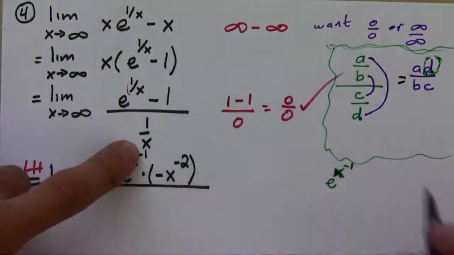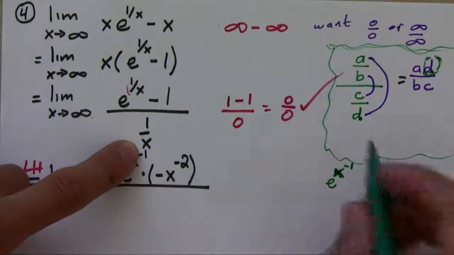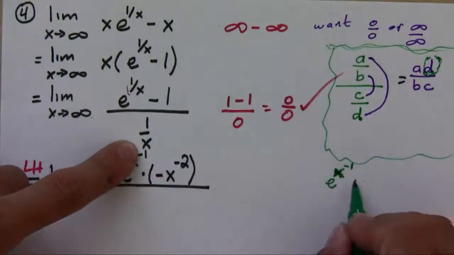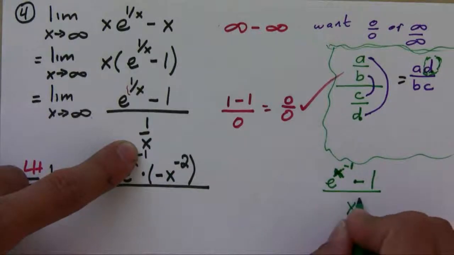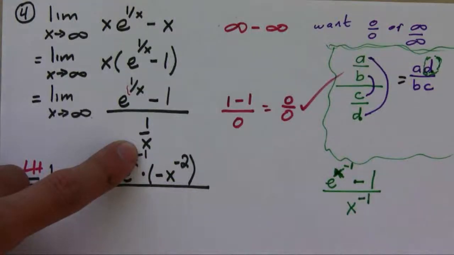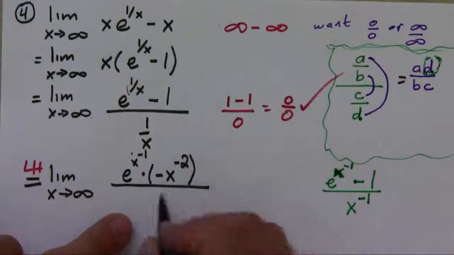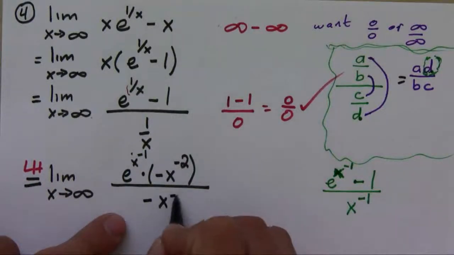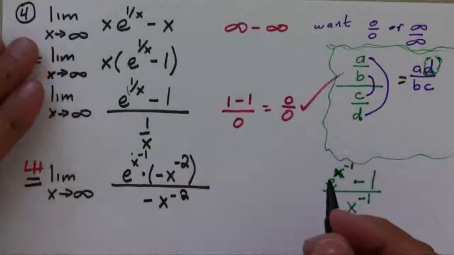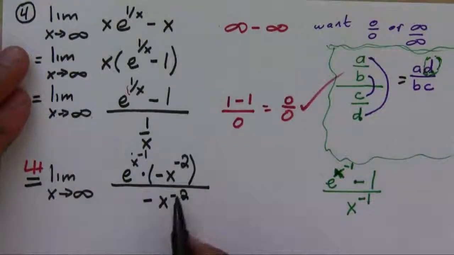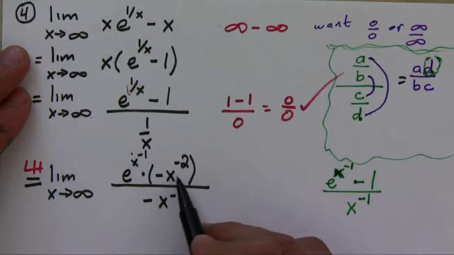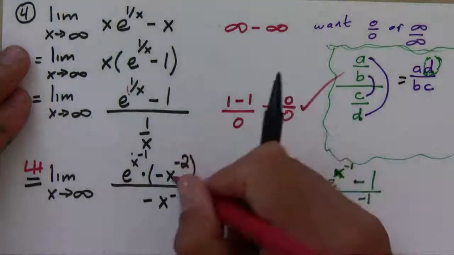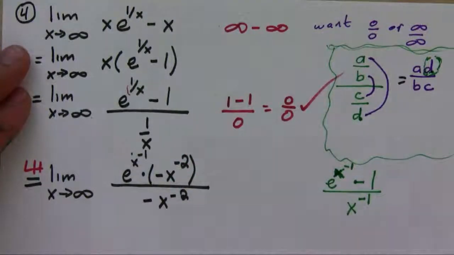Now, for the bottom, instead of 1 over x, let's think of it as x to the negative 1. So the derivative of this guy, x to the negative 1, is negative x to the negative 2. Okay, now notice I have x to the negative 2 on top and on bottom, so these guys actually just cancel.